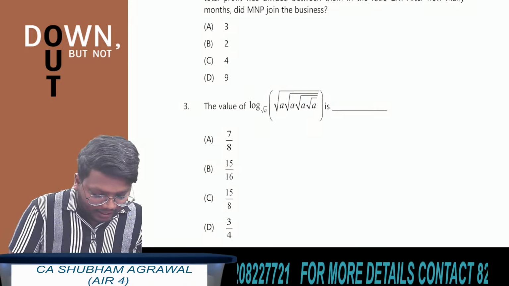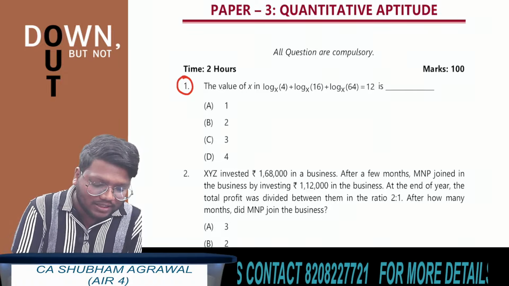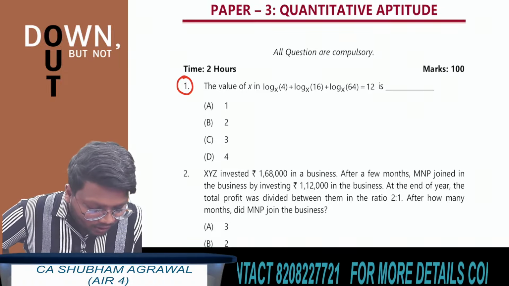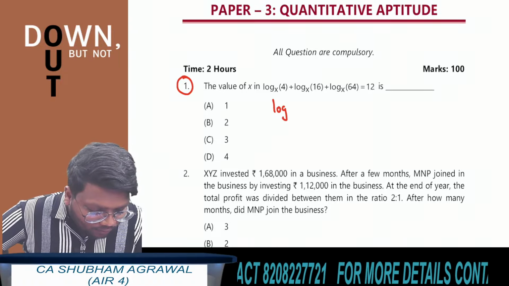So first, try to get the answer for question number 1. Log 4 to the base x plus log 16 to the base x plus log 64 to the base x is equals to 12. We already know this property of logarithm, that if base of logarithm is same and we are adding the logarithms, log m to the base a plus log n to the base a, this is equals to what? Log m multiplied by n to the base a.